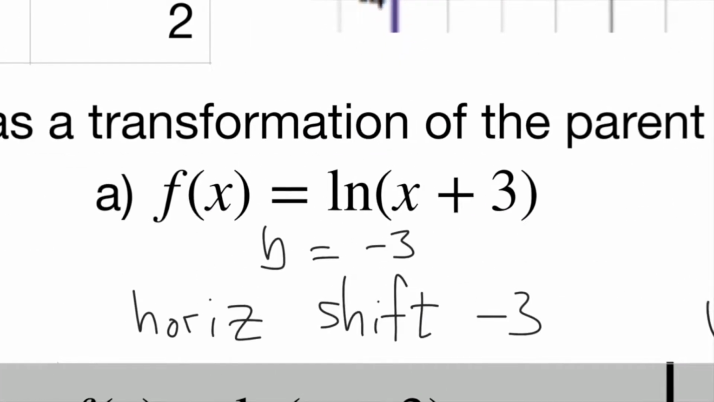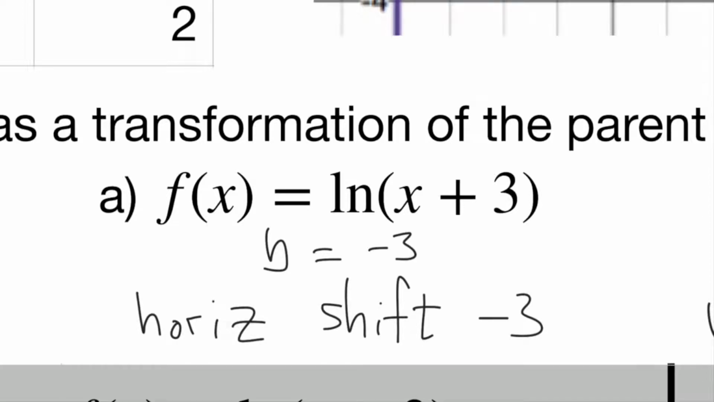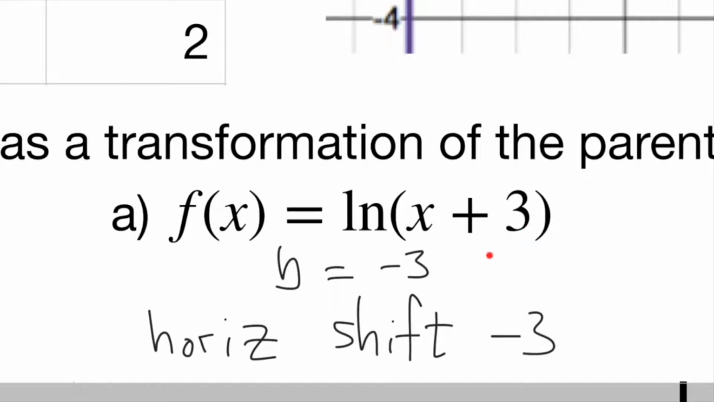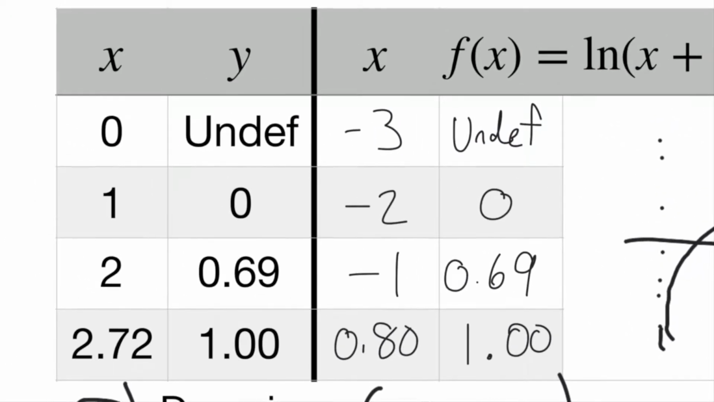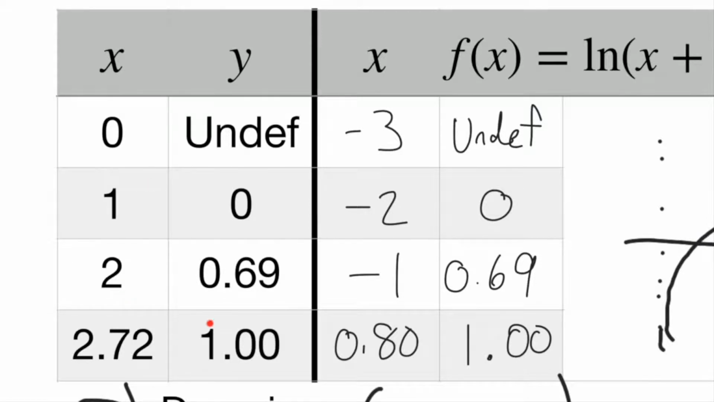Now, what about this? f of x is equal to natural log of x plus 3. Well, that should be very similar to the graph of the parent, except that it's going to have a horizontal shift of -3 units. So you can actually even just use the same table if you wanted to. I'm just going to shift these over: -3, -2, -1, and then 2.72 minus 3 is -0.28. And you can see that this is going to be undefined, 0, 0.69, and 1.